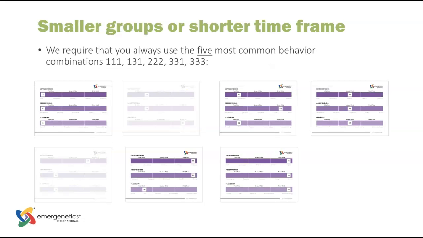Please note, there may be situations when you need to use fewer cards, such as a shorter time frame, or you have fewer participants. In these scenarios, we ask that you use the 5 most common behavior combination cards at a minimum, as displayed here.